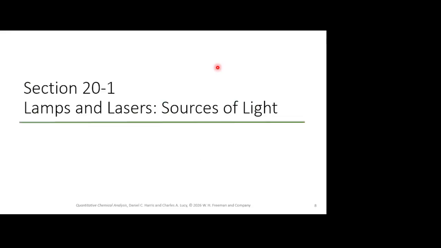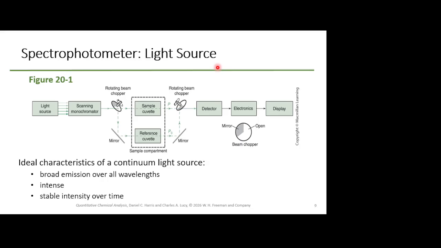So let's talk about some lamps and lasers. These are two of the primary sources of light you're going to see. So the ideal characteristics for a continuum light source is going to be a broad emission over all wavelengths that's intense and it's stable intensity over time. That doesn't change dramatically as you use it. Okay. Now, having said that, these are your ideals. What does ideal actually mean?